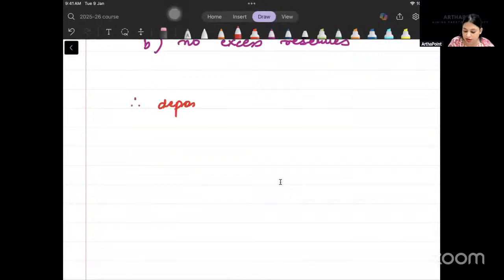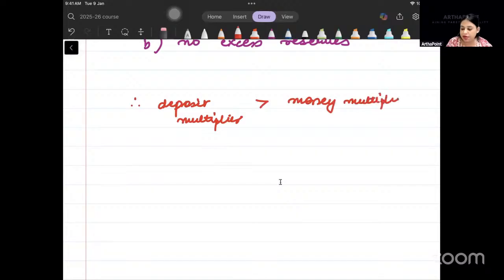So therefore, deposit multiplier will show excess multiplied effect. हाँ, वो ज्यादा इफेक्ट दिखाएगा because it will show everything is deposited. So it will be always more than money multiplier in practice. More than money multiplier in practice. Is it clear?